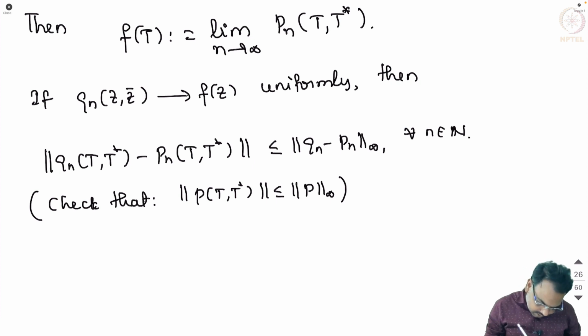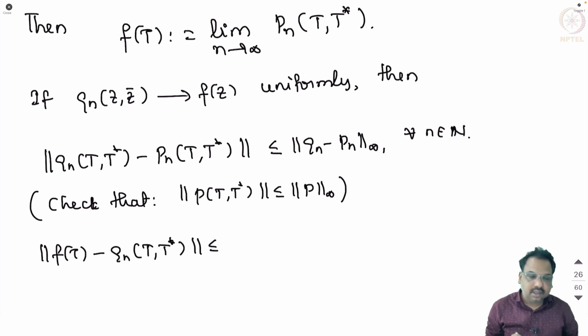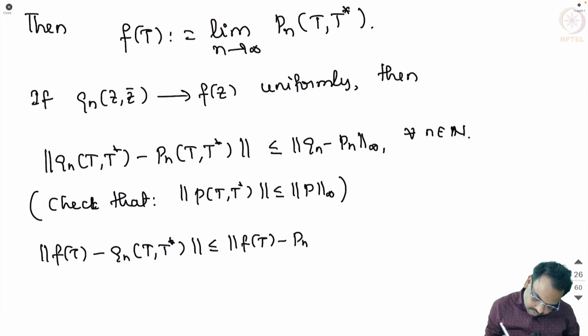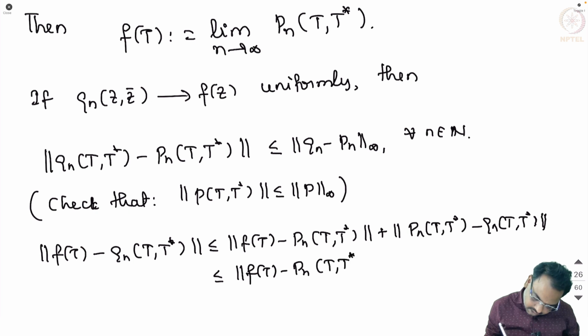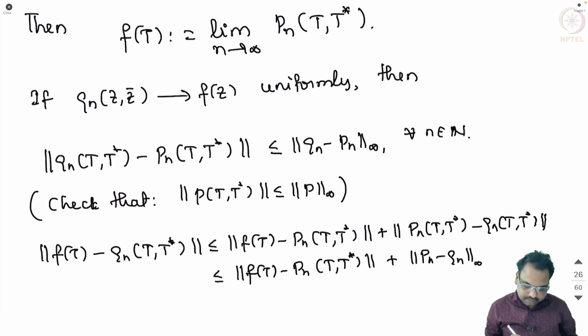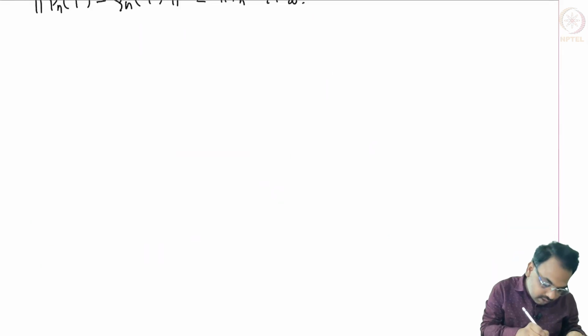Now if you want to look at the norm of f(T) minus Q_n(T, T star), by the triangle inequality this is less than or equal to the norm of f(T) minus P_n(T, T star) plus the norm of P_n(T, T star) minus Q_n(T, T star). Now the first one goes to 0, and the second is nothing but the sup norm of P_n minus Q_n. We know that the norm of P_n minus Q_n goes to 0, and so we can conclude that this goes to 0 as n tends to infinity. So from this we can conclude that f(T) is well defined. Let us recall the Gelfand map.